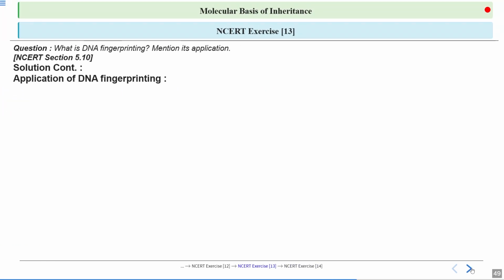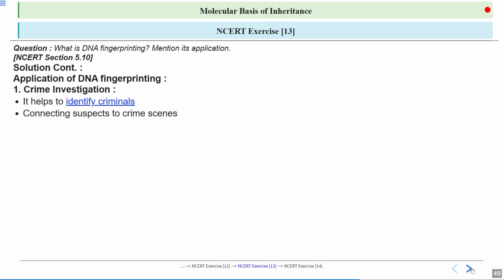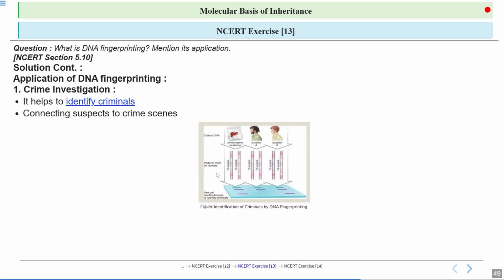Then, what are the applications of this DNA fingerprinting? We can use it in crime investigation. It helps to identify criminals, connecting a suspect to the crime scene. For example, in this figure we can see the evidence collected from the crime scene, and when they performed DNA fingerprinting, they found it matching suspect number B. So like this we can use DNA fingerprinting.